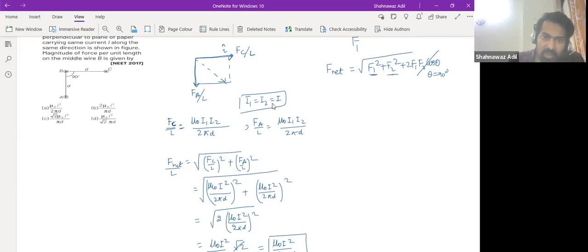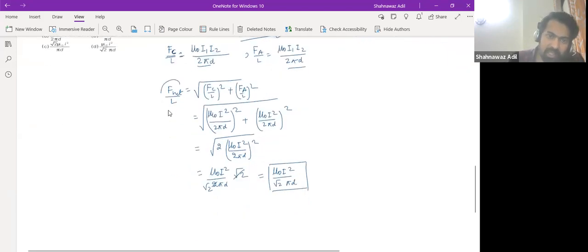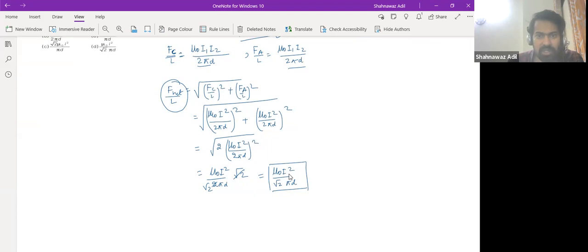And we know that these two currents are same, so we have put that value. Similarly, we calculated FA, the force per unit length experienced by this B due to this A, right? So that would be again mu naught I1 I2 by 2 pi t. So we have these two forces per unit length and we want to calculate the net one. These are perpendicular, so net would be just the square root of the sum of squares of these, right? So we calculated this and then we got this. So is this clear now, Rabia?